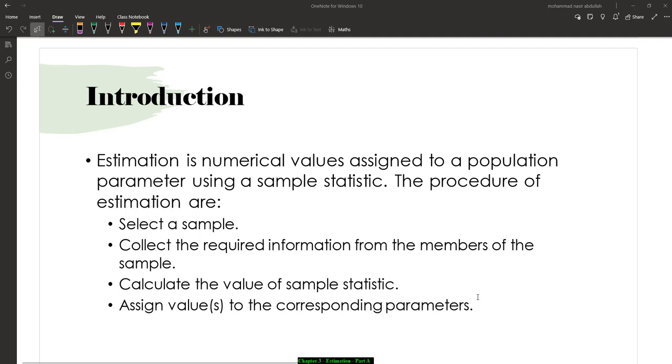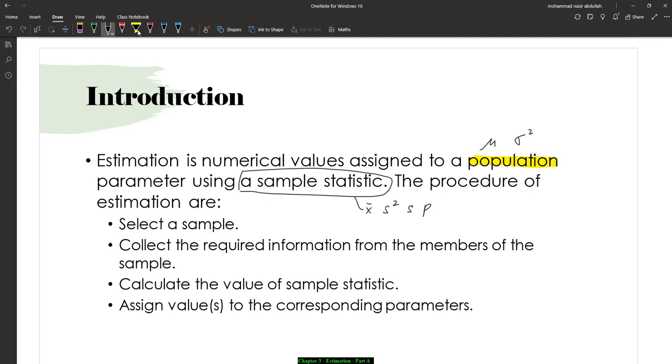Estimation is a numerical value assigned to a population parameter, such as mean, variance, sigma squared, and so on, by using a sample statistic. You need to remember, to get an estimation or estimator, we need to use sample statistics, such as X bar, S squared or S, or P, the proportion.